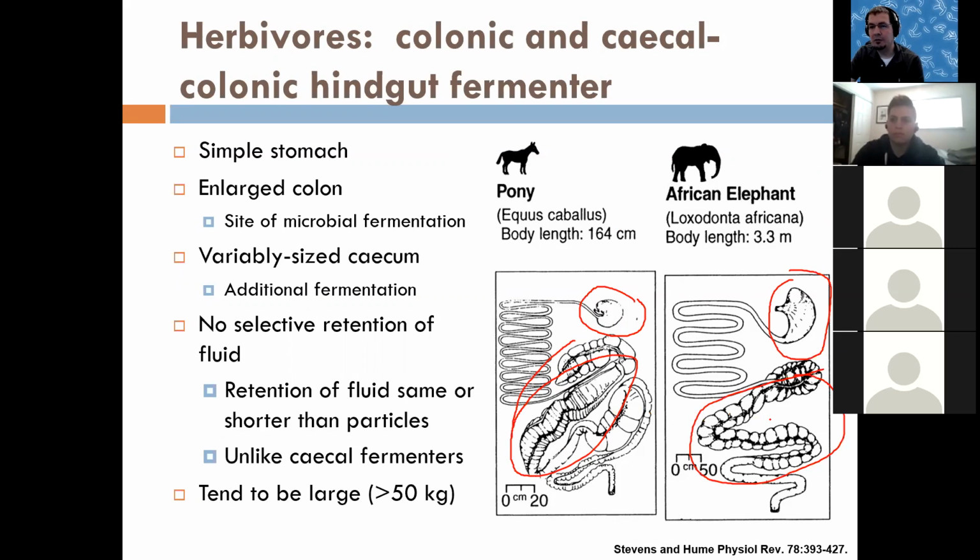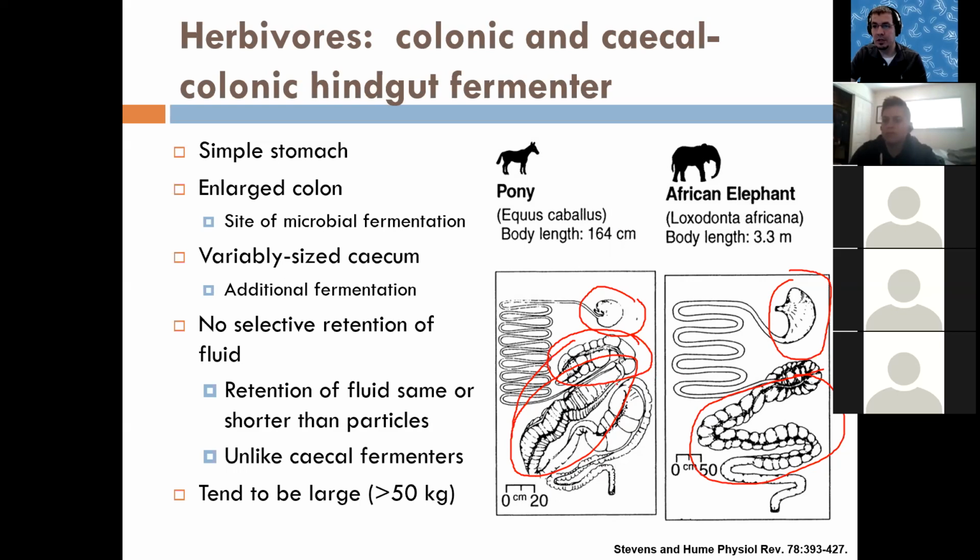In the pony and African elephant alike, they have an enlarged colon, and this is the site of microbial fermentation. There's also a variably sized cecum. The pony has a pretty big cecum. The African elephant does not. So this pony would be a cecal colonic fermenter, and the African elephant would be a colonic fermenter.